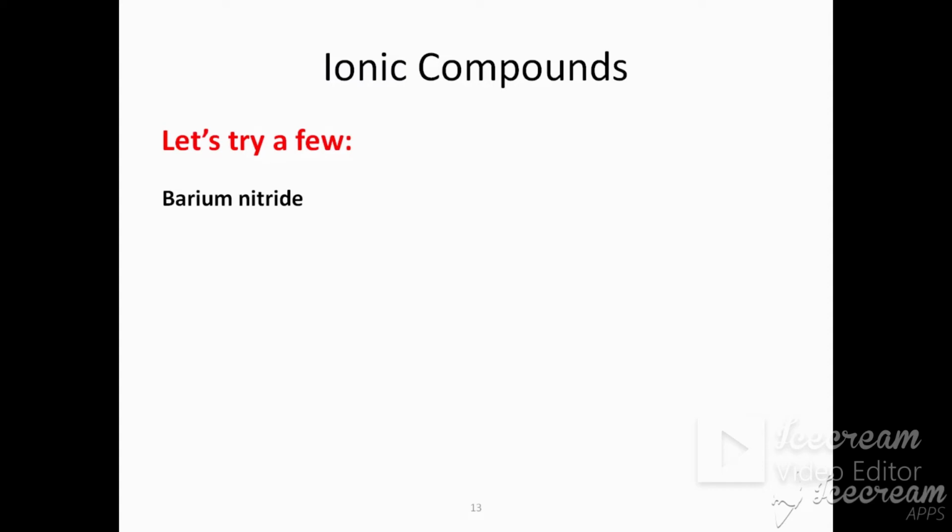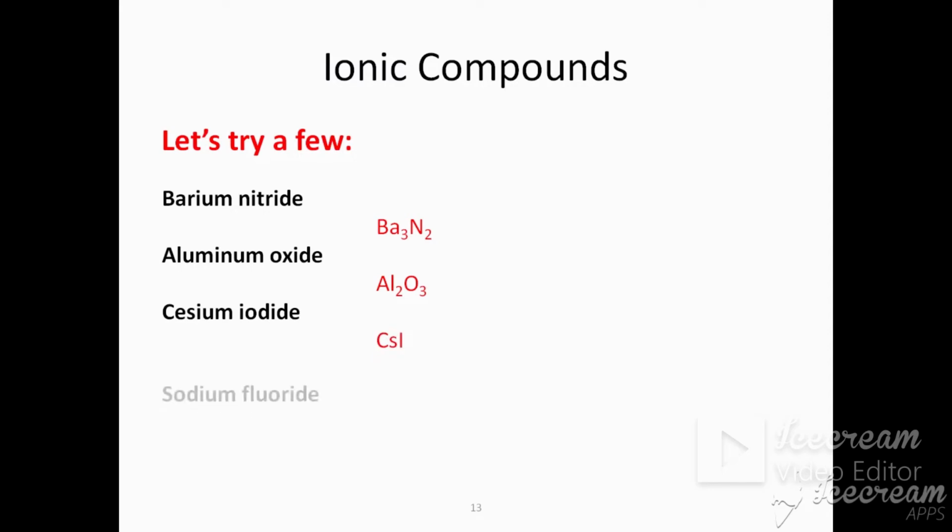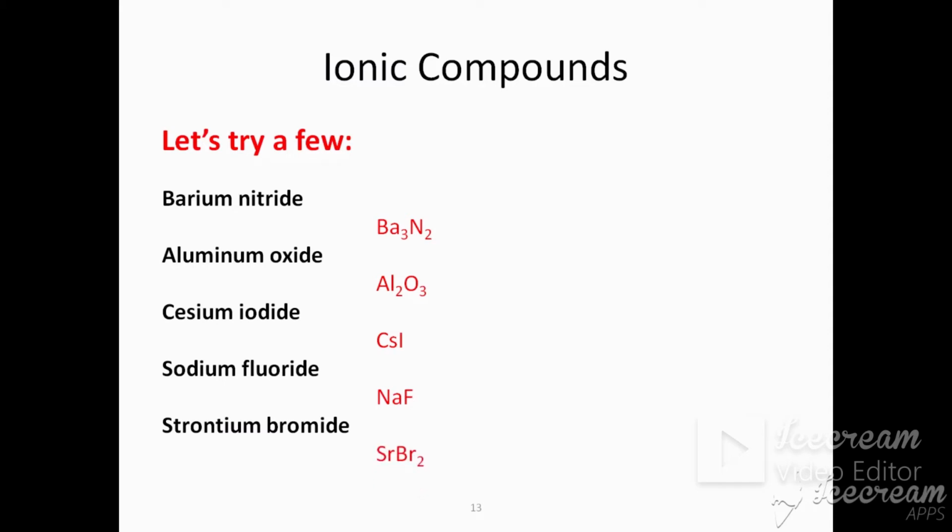Barium nitride becomes Ba3N2. Aluminium oxide becomes Al2O3. Cesium iodide becomes CsI. Sodium fluoride becomes NaF. Strontium bromide becomes SrBr2.